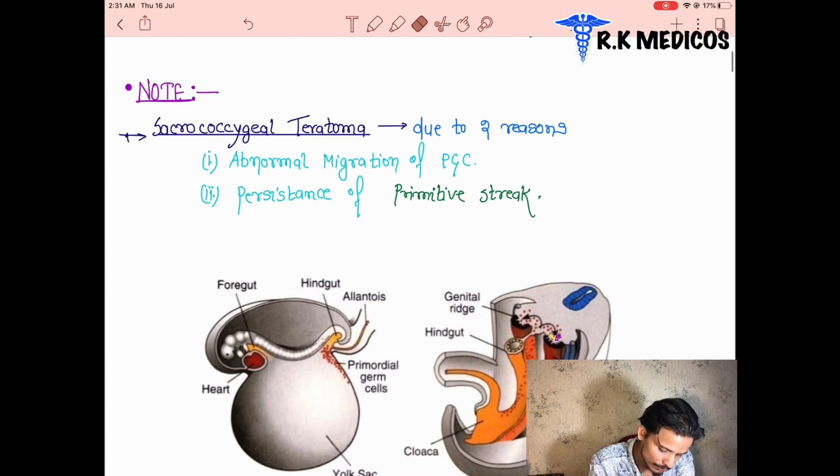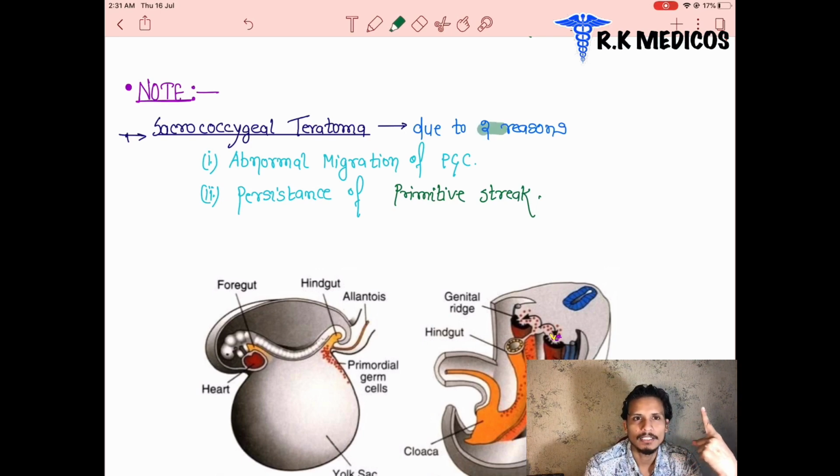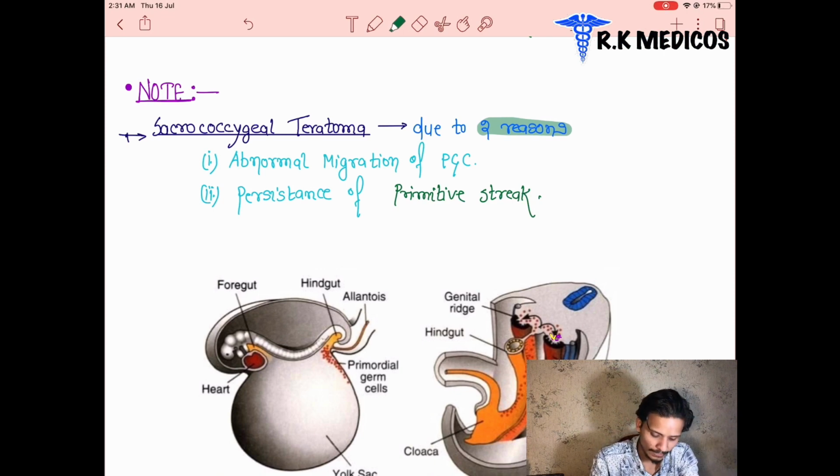Next, we are going to see that sacrococcygeal teratoma happens due to two reasons. One is the abnormal migration of primordial germ cells, and the other is the persistence of the primitive streak. We are going to discuss the primitive streak in the next lecture on embryology, but for now you have to memorize it. The persistence of the primitive streak also leads to the formation of sacrococcygeal teratoma. We can see here these are the primordial germ cells.